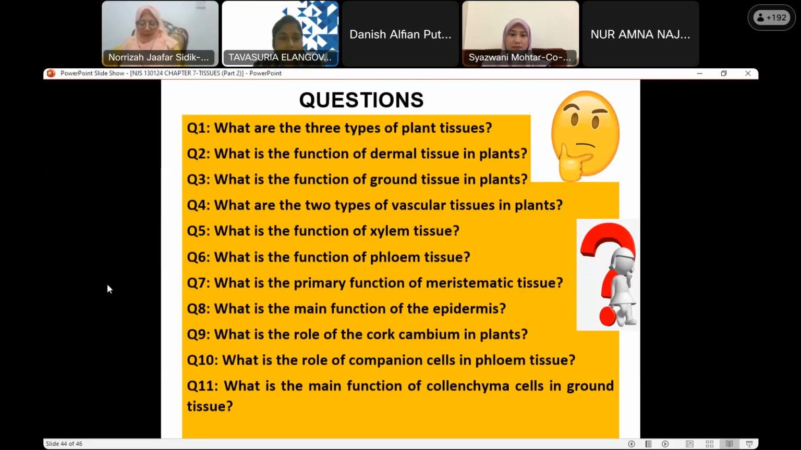Okay, and then the last question, what is the main function of collenchyma cells in ground tissues? Collenchyma. Okay, yeah, mechanical support. Provide tensile strength, mechanical support. Also they can do some photosynthesis. They have thickened cell walls, and they also give flexibility to the plants.